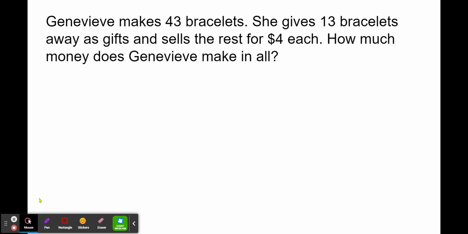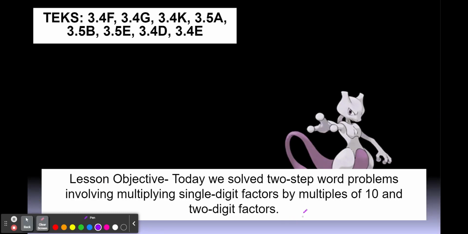Okay, let's review our lesson objective. So today we solved two-step word problems involving multiplying single-digit factors by multiples of 10 and two-digit factors.